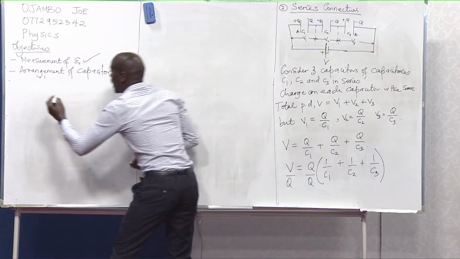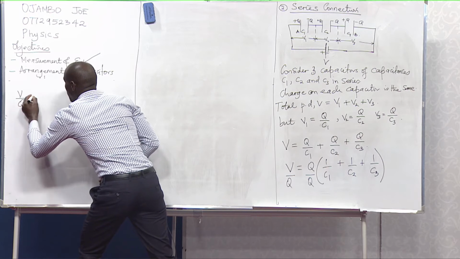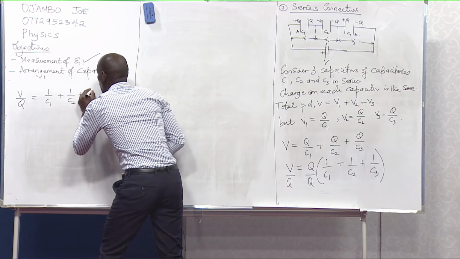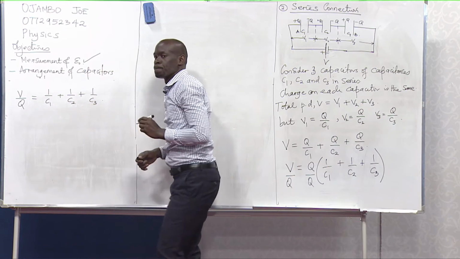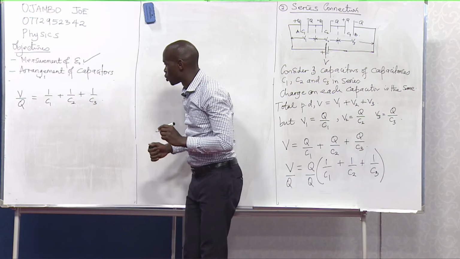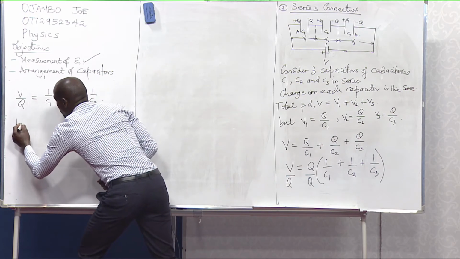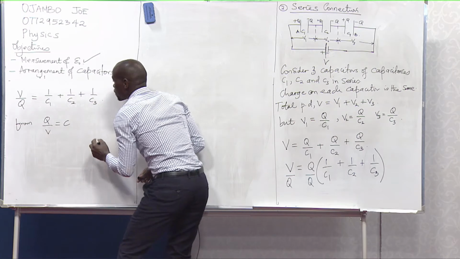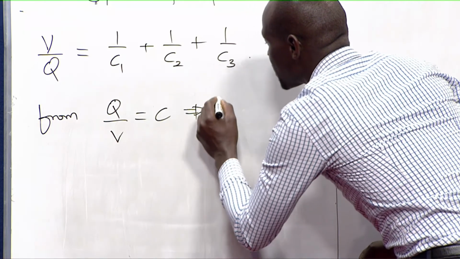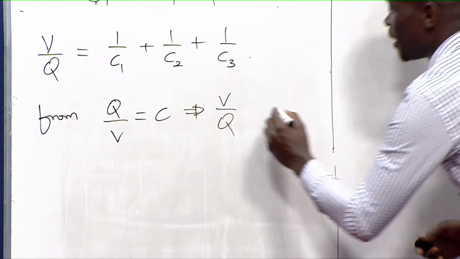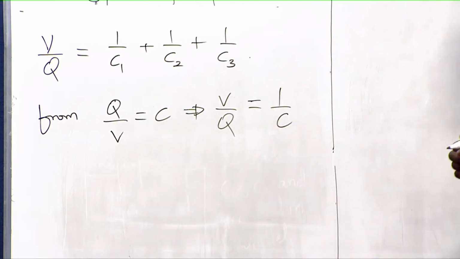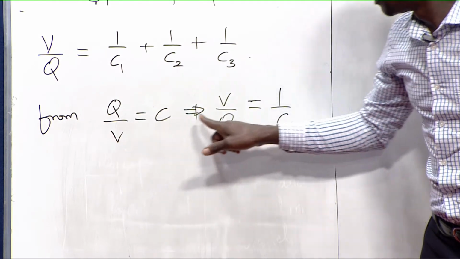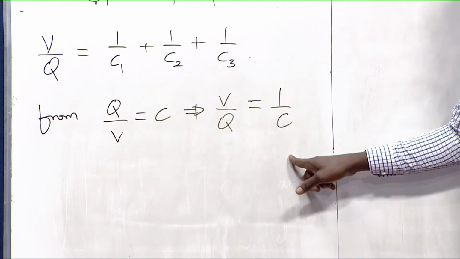From here, we have now seen we have V over Q is equal to 1 over C1 plus 1 over C2 plus 1 over C3. What does that culminate into? We know from Q over V equal to C, it implies that if I find the reciprocal, I'll then also find the reciprocal there. Isn't it so, class? That means from Q over V equal to C, it will imply that V over Q will be equal to the reciprocal of the capacitance.